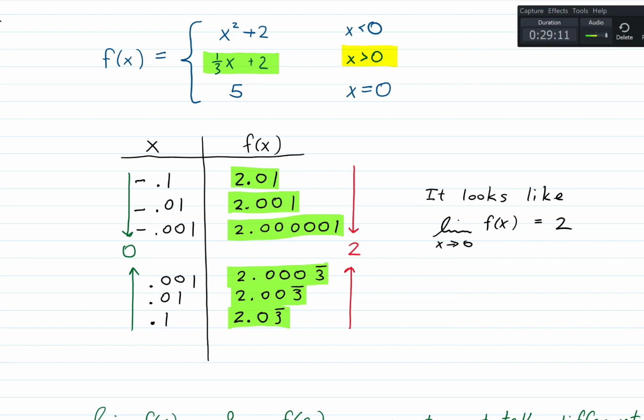sort of guessing. We're guessing that the limit is 2. Okay, because that's what it looks like from the table of values. Or when we had the graph, that's what it looked like in the graph. Okay? I'll even add on here in parentheses, even though f of 0 is not 2, it's 5. Okay? All right, so that's what I would like you to be able to do.